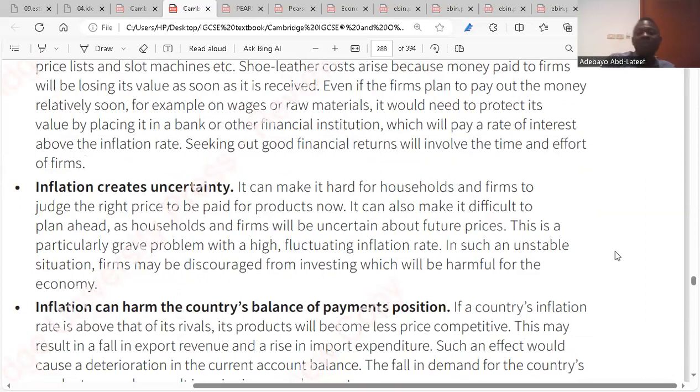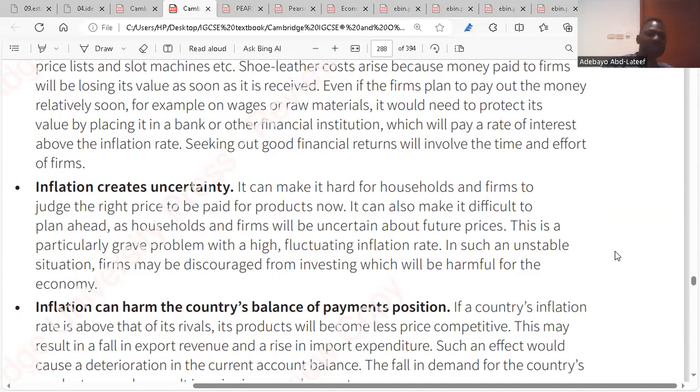The fourth point: inflation creates uncertainty. It can make it hard for households and firms to judge the right price to be paid for products now. It can also make it difficult to plan ahead, as households and firms will be uncertain about future prices. This is a particularly grave problem with a highly fluctuating inflation rate.